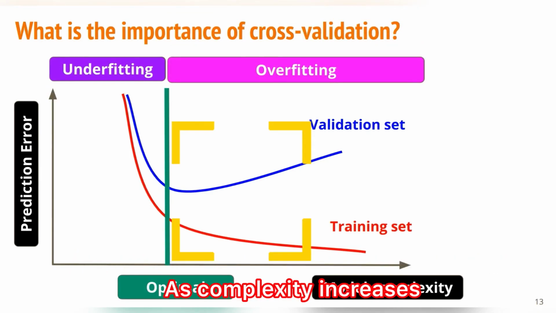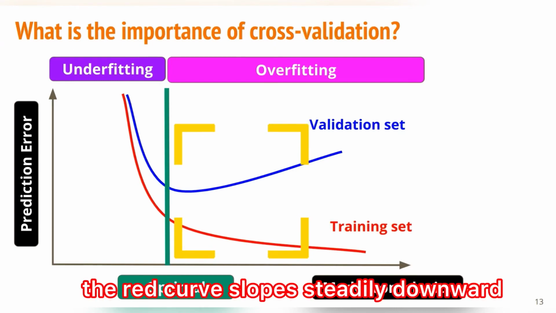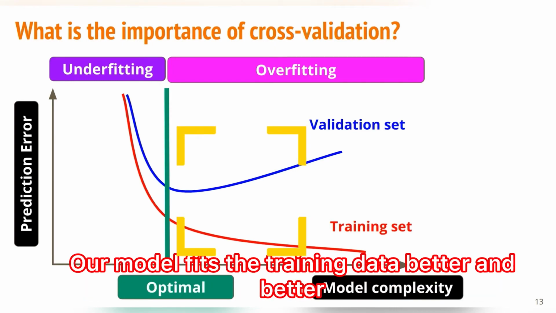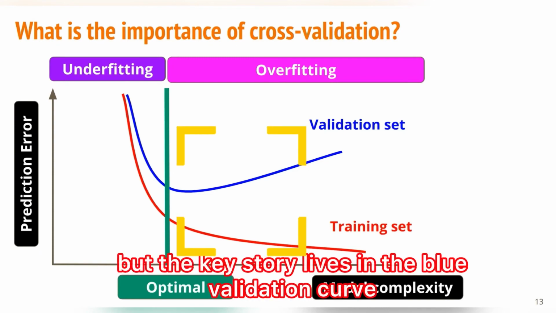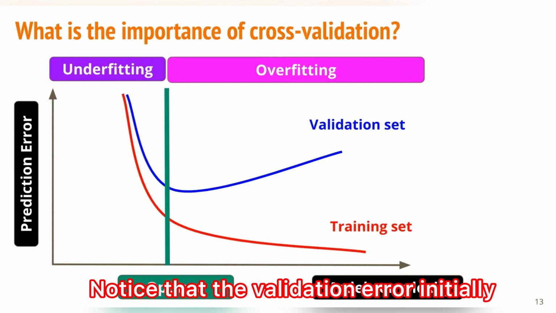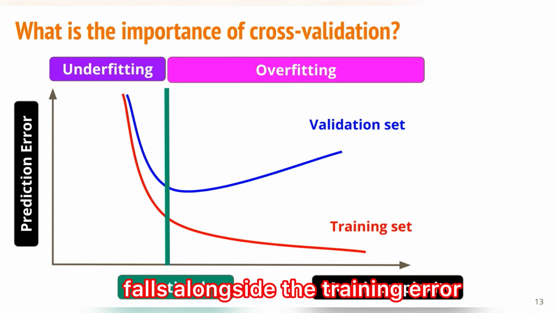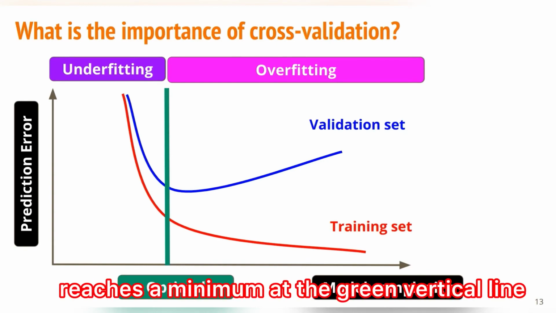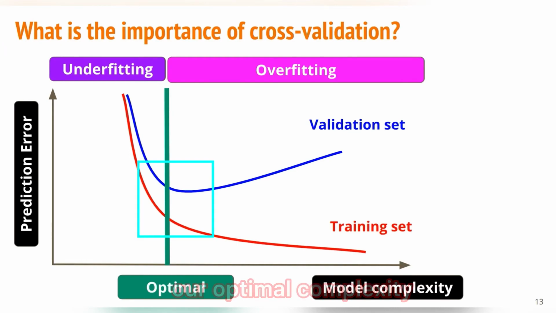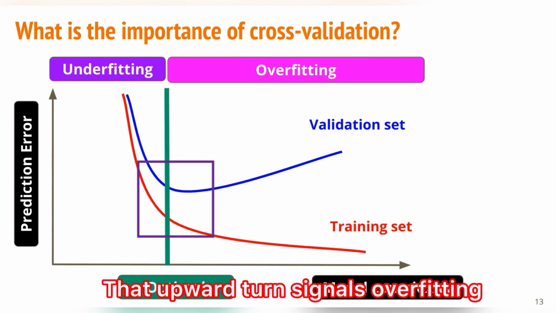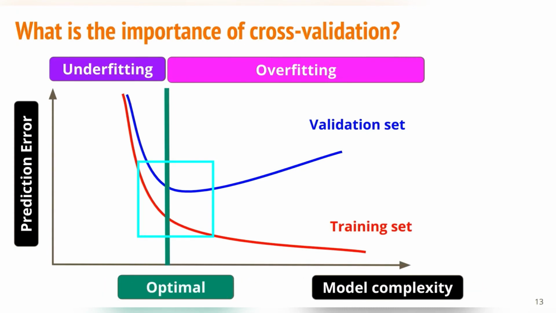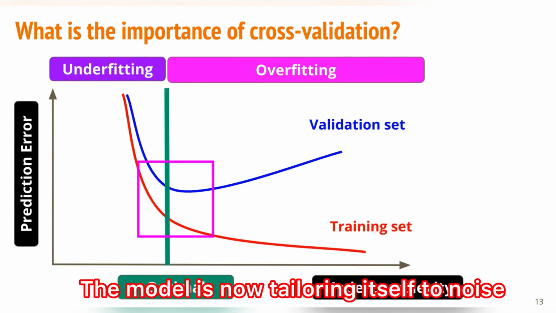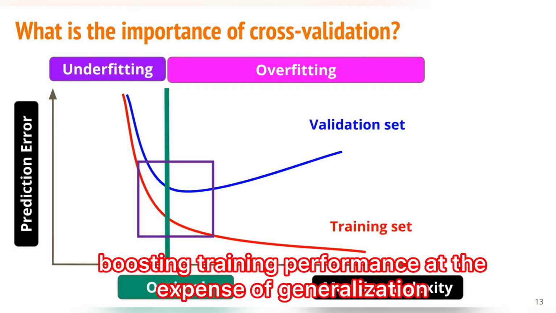As complexity increases, the red curve slopes steadily downward. Our model fits the training data better and better, but the key story lives in the blue validation curve. Notice that the validation error initially falls alongside the training error, reaches a minimum at the green vertical line, our optimal complexity, and then begins to rise again. That upward turn signals overfitting. The model is now tailoring itself to noise in the training set, boosting training performance at the expense of generalization.